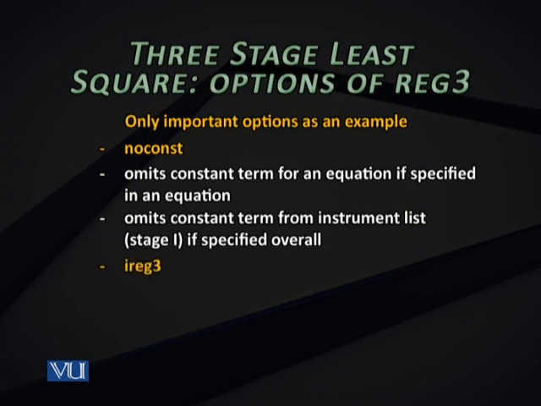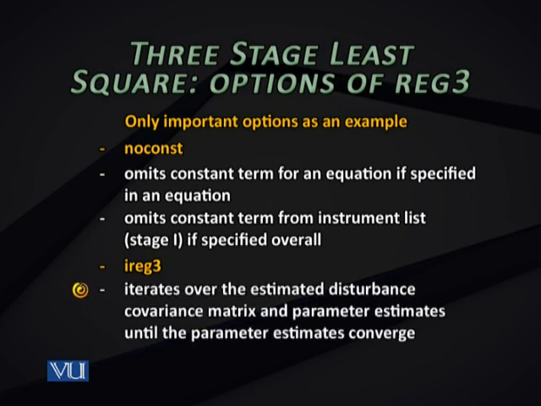The second option is ireg3. This is an iteration. As you see, it iterates over the estimated disturbance covariance matrix and parameter estimates until the parameter estimates converge. Until convergence is established, the iteration will continue, and after convergence you will have the results in front of you. After several iterations, you may have 3, 2, 5, 9, any number of iterations. And if it converges, you will get the results on the screen, which are the iterated three-stage least square results. So the options noconstant and ireg3 can be used simultaneously.